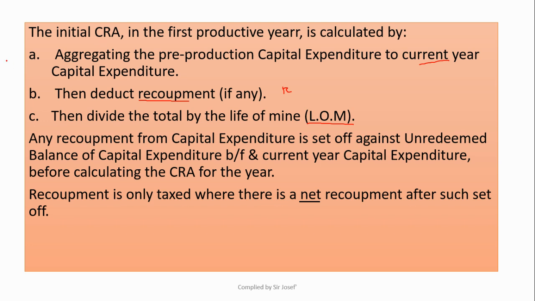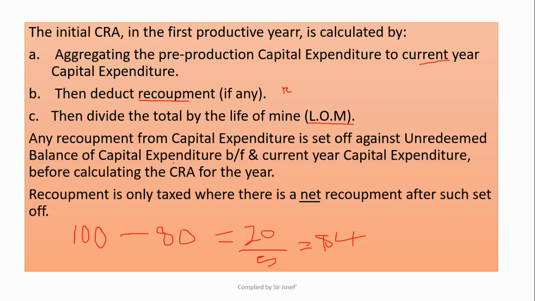by this one, we are saying, let's say, if we aggregate the unredeemed balance of capital expenditure and we add it to the current year capital expenditure, then the answer is $100. And recoupment is 80. So the answer here will be 20. Then we divide this by, maybe we say 5 years. So our CRA for this year will be only $4. That will be our CRA.